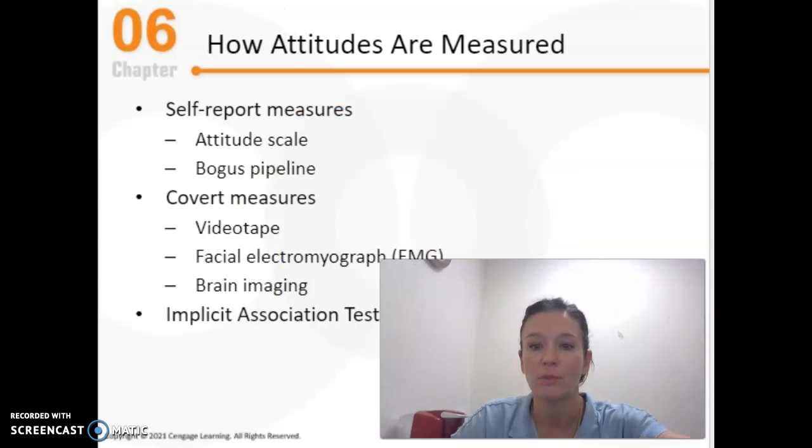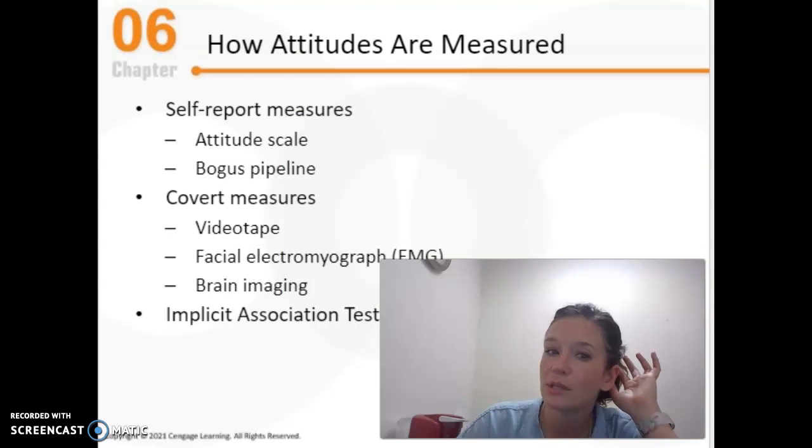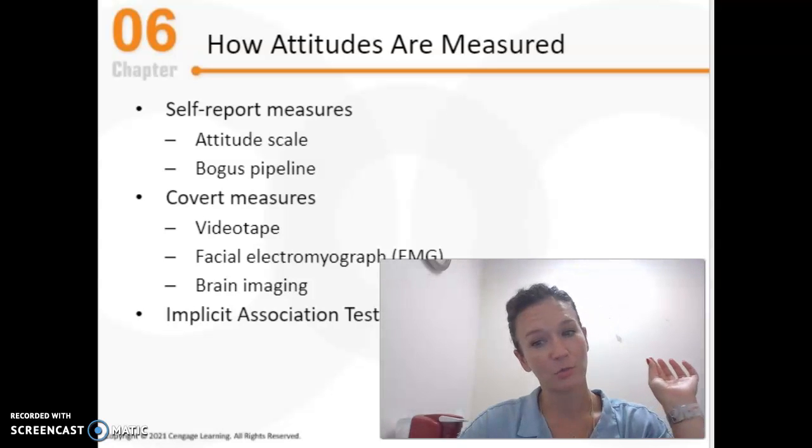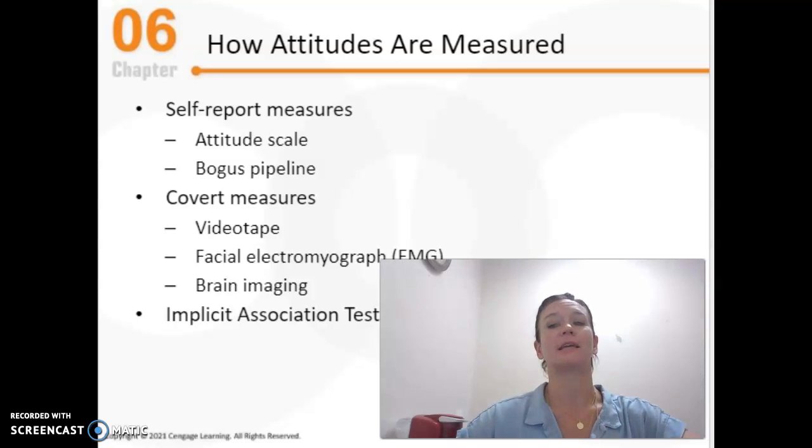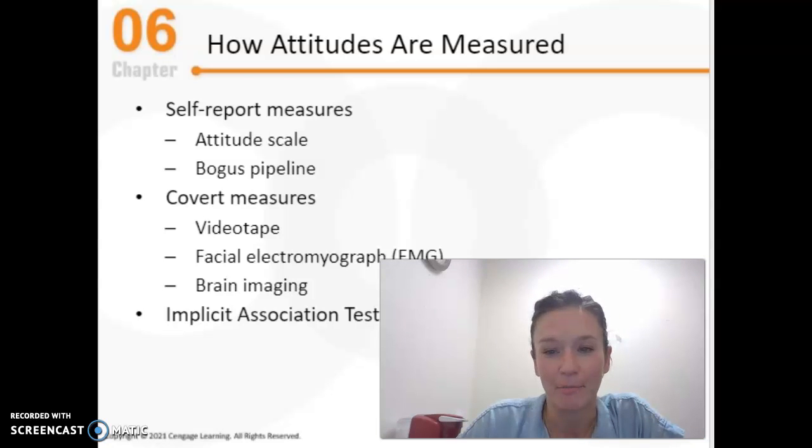We measure attitudes mostly through self-report, so you would use something like a Likert scale. If you're a psych major, you probably pronounce that Likert, and you are wrong. It is Likert. It was named after Mr. Likert. Self-report measure, it would be, what is your attitude? I'm happy, I like it. The attitude, I'm angry, I dislike that, etc.